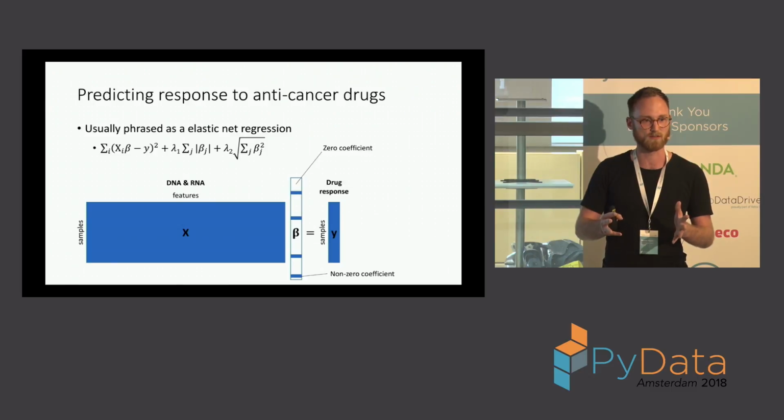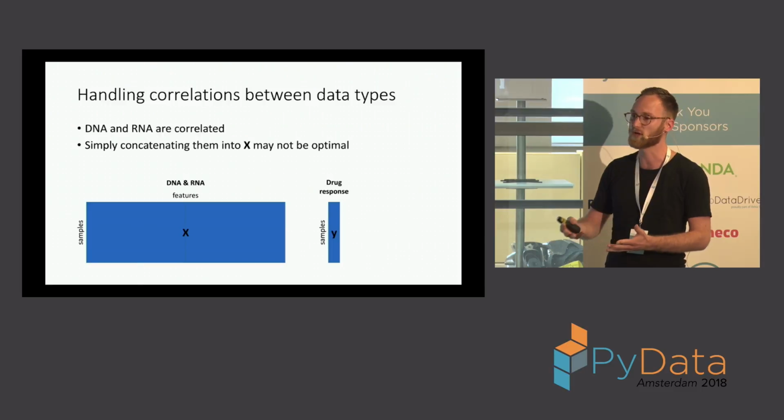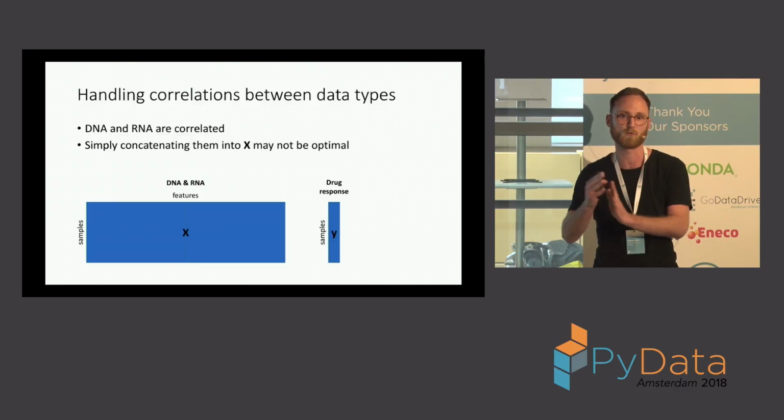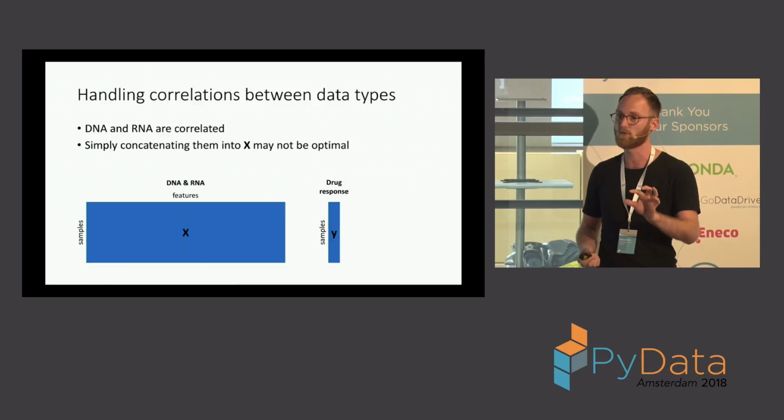And when we applied these models to this particular kind of data, we found that there was another challenge, which is that there are strong correlations between these data types. DNA and RNA are very correlated to each other, and simply concatenating all of that data into one big matrix X and performing your machine learning might not be very optimal. I'll give you an example of that.